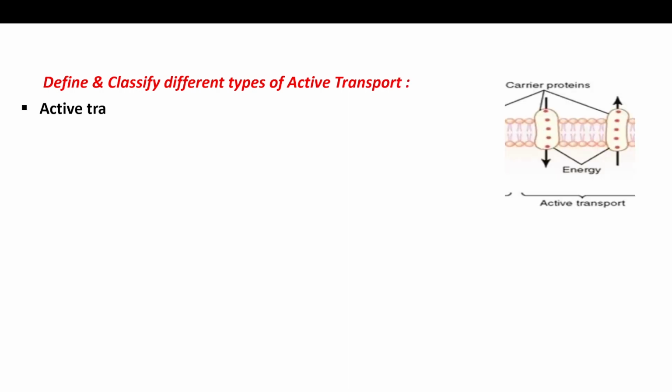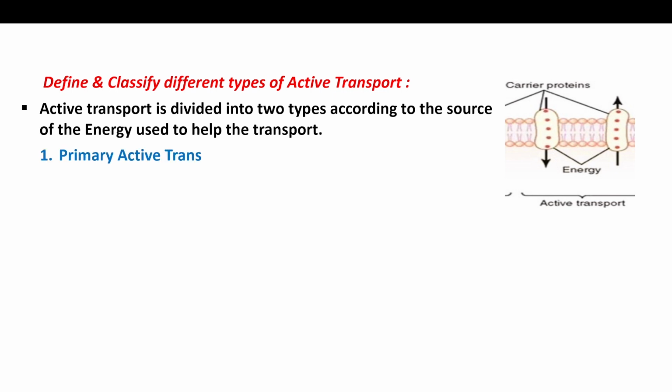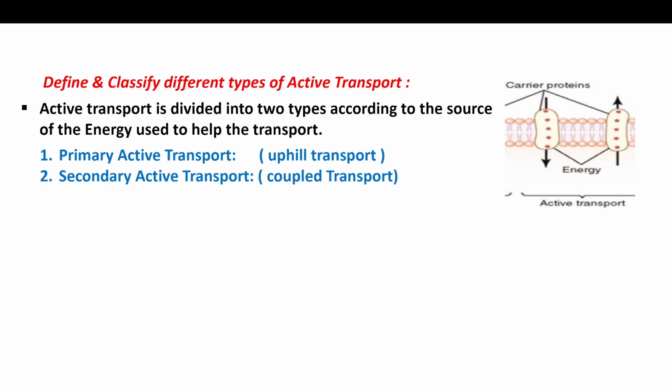Define and classify different types of active transport. Active transport is divided into two types according to the source of the energy used to help the transport: primary active transport, uphill transport, and secondary active transport, coupled transport. Primary active transport, uphill transport.